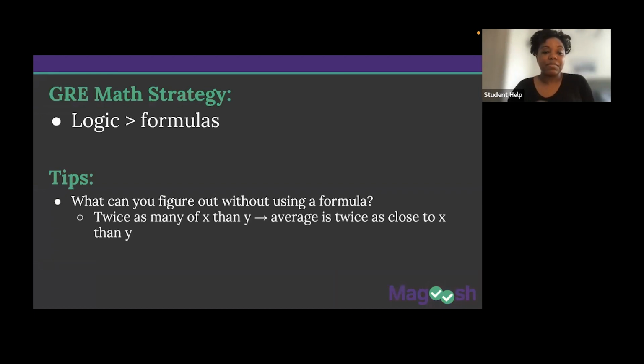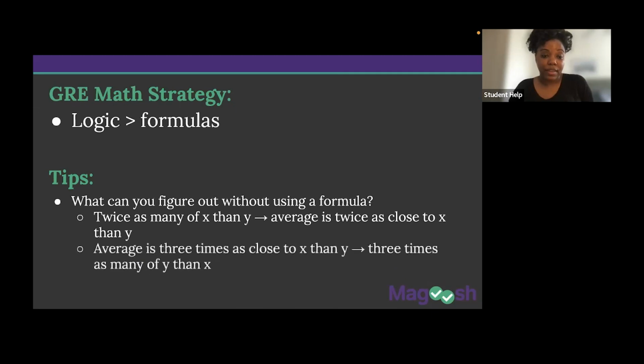So for example, if it says something like twice as many X as Y, then you know that your average is going to have to be closer to X than Y. If something says the average is 3 times as close to X as Y, then you know that there are going to be 3 times as many Y's as there are X's. Okay, and that can help you decipher how to approach it, or like I said, rule out certain answer choices as wrong or certain answer choices as right without having to do any math.